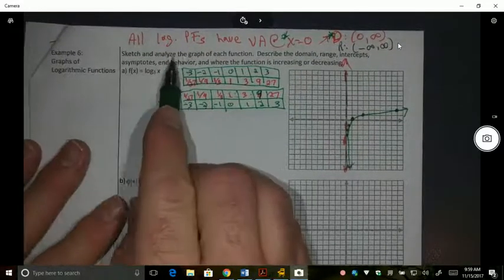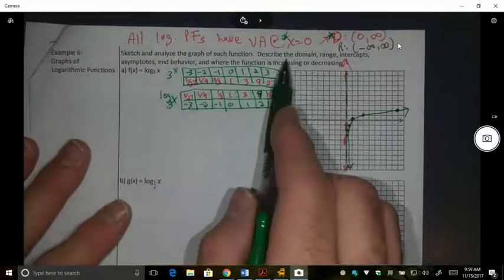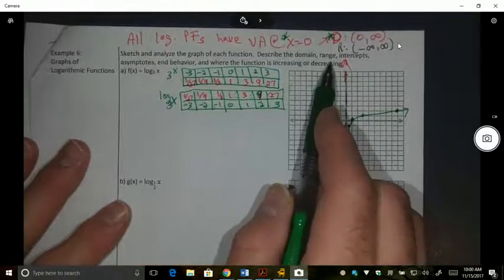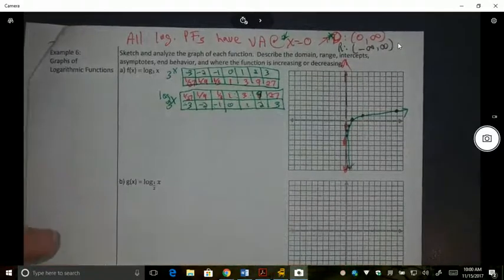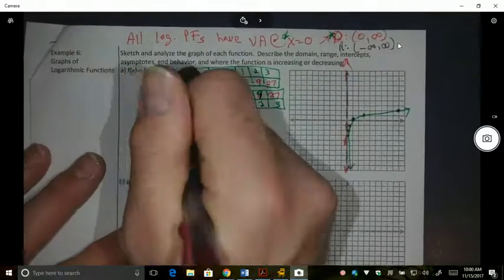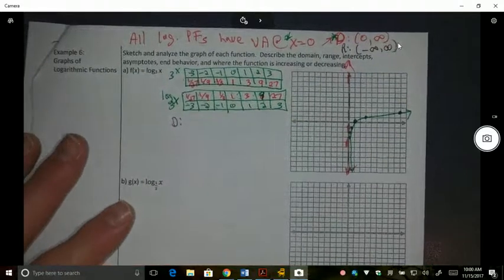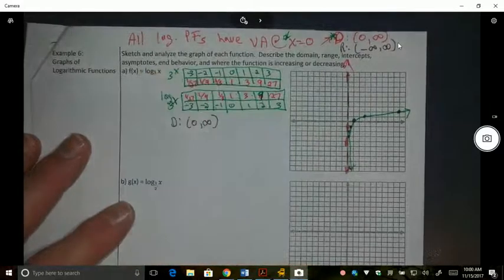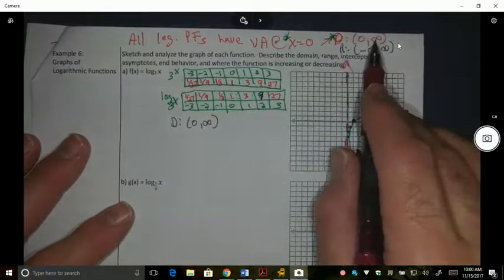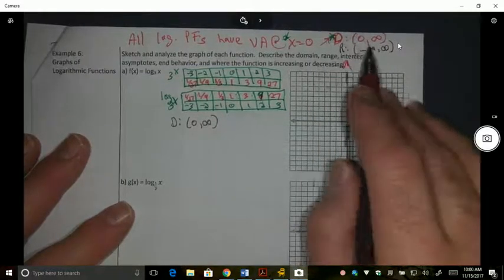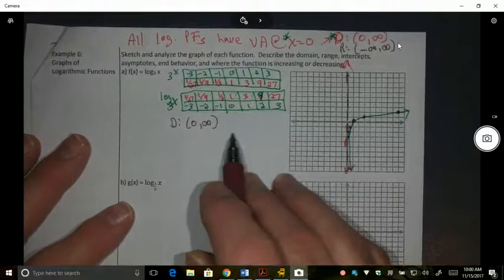In this problem, we're asked to sketch the graph, describe the domain, range, intercepts, asymptotes, all that fun stuff. So the domain for this is restricted by one thing. What's that? The vertical asymptote. So it is 0 to infinity. Now that's what we set up here too, that it's always going to be 0 to infinity unless there's been a reflection or some other transformation, left or right.